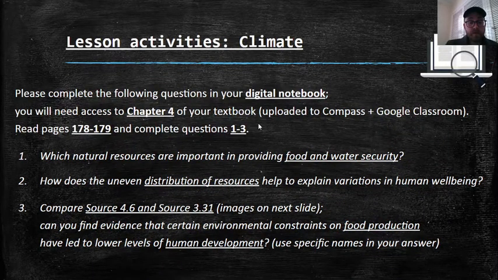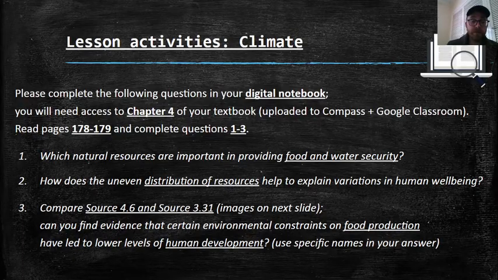So 3 questions for this lesson. Question 1, which natural resources are important in providing food and water security? So basically, what do you need to have food and water in your region? So that's going to be related to the environment and climate, obviously. Question 2, how does the uneven or unequal distribution of resources, so not everyone has enough, not everyone has the same level of food and water, how does this explain the differences or the variations in human well-being? So is there a connection between how much food and water I have and how much food and water the person next to me has, and are different levels of health and happiness?